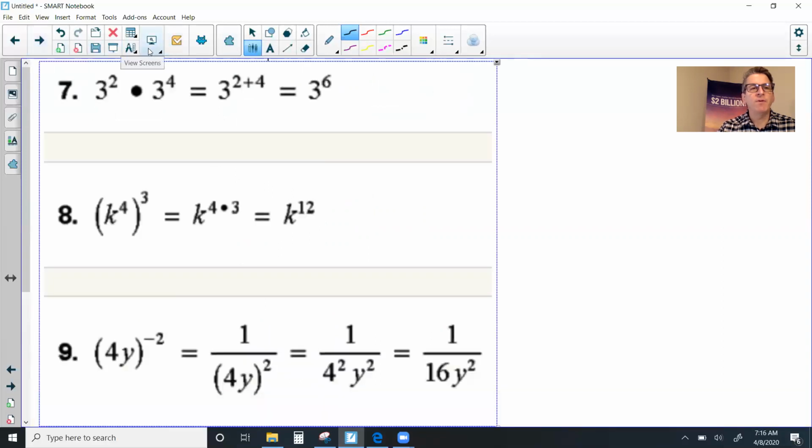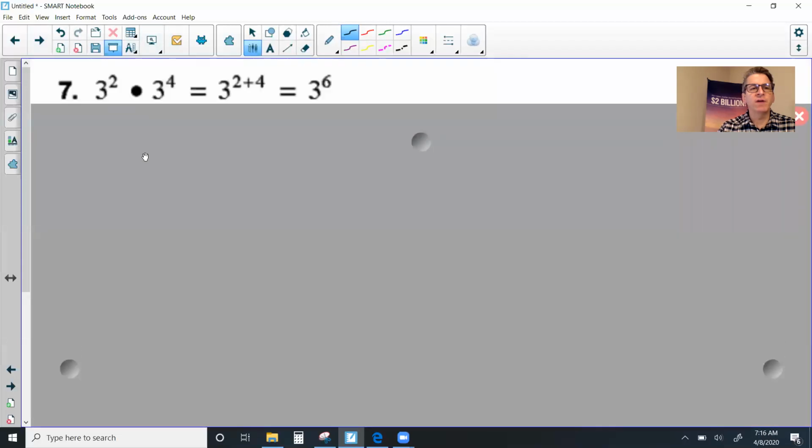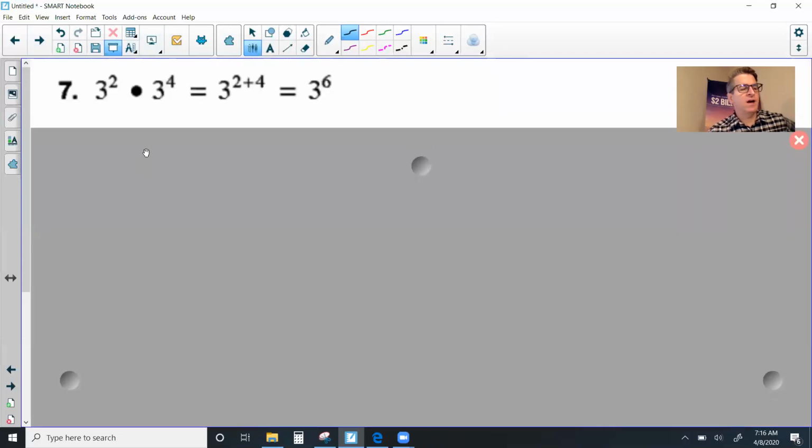Next, we have properties of exponents. Number 7, 3 squared times 3 to the 4th is equal to, same base now, so you're going to add the 2 exponents, 2 plus 4, you get 3 raised to the 6th. Show your answer using exponents on this section.